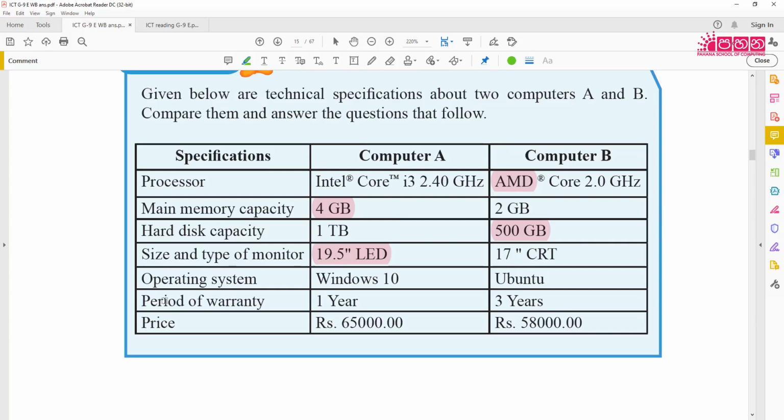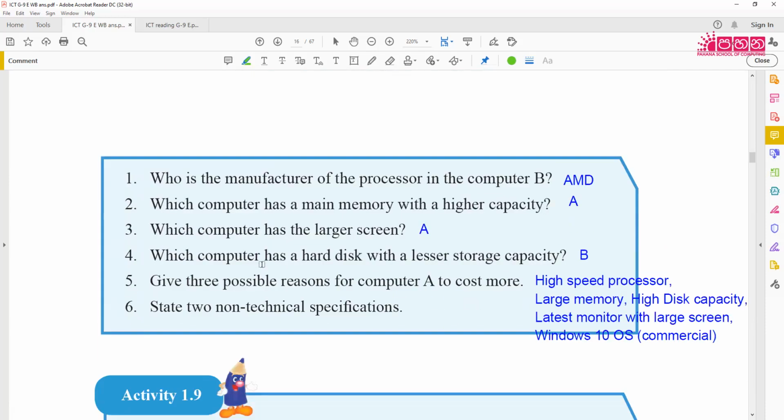Yes, exactly. We can have the price. It's a non-technical. Technical means the sizes, the speed and capacities and so on. But the non-technical, price is another one. Period of warranty, another one. Reputation of the company is another one. Likewise, we can talk about technical specifications.